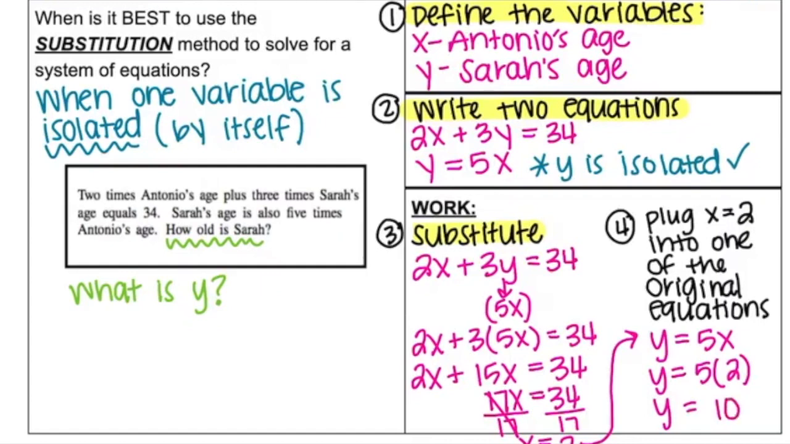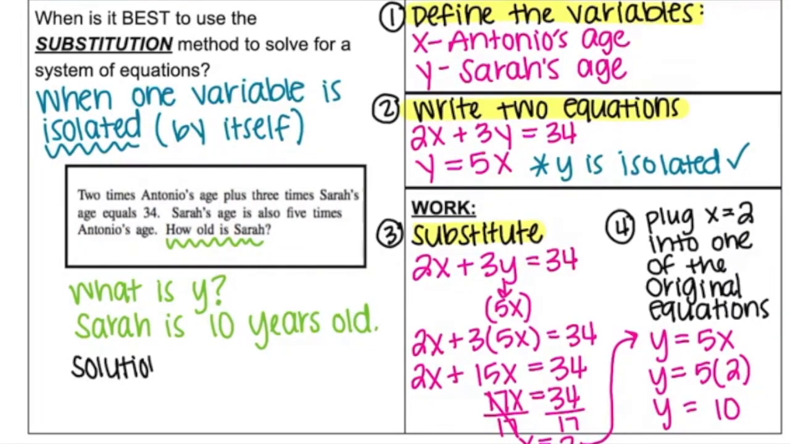So we're going to plug in 2 for x. So that gives us y equals 10. Okay, so I wanted to know what is y. Y is equal to 10, so that tells us that Sarah's age is 10, or Sarah is 10 years old. Now, there's another way that we can write the solution of a system. We've already looked at this when we looked at graphing, but the solution overall to the system would be the point (x, y), which was (2, 10).